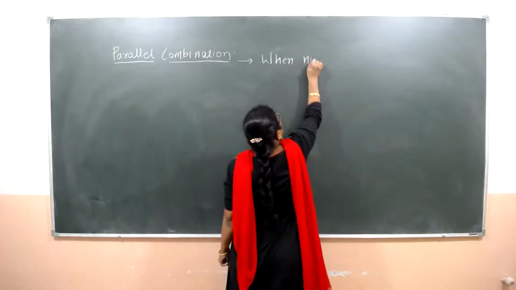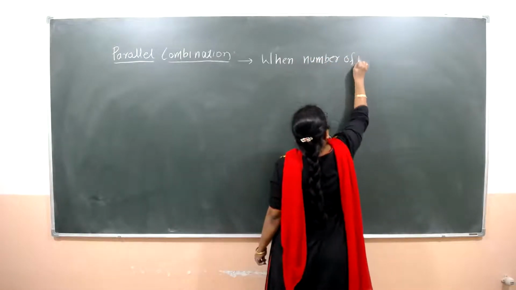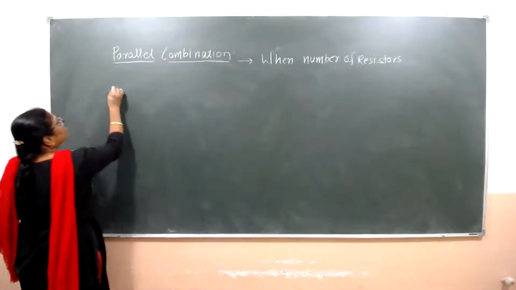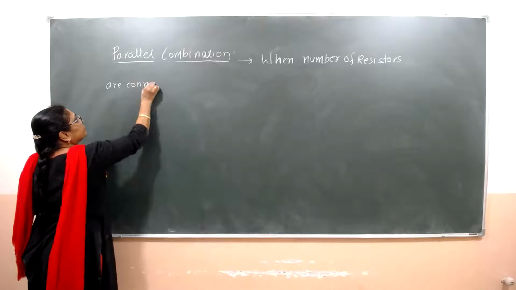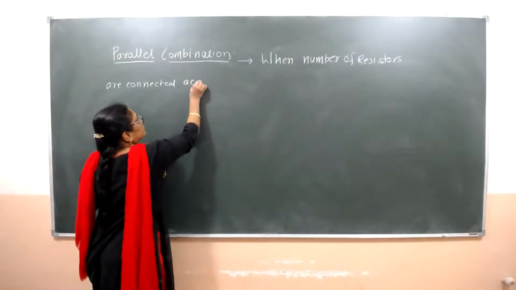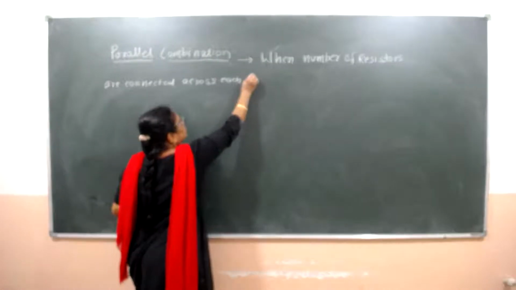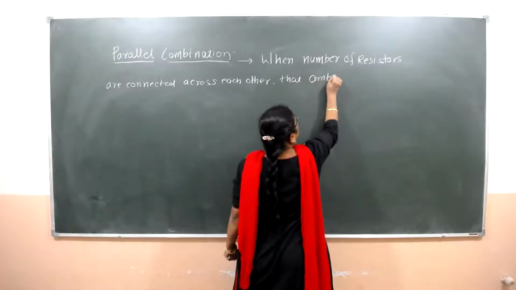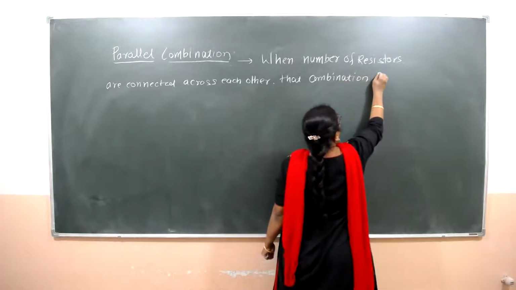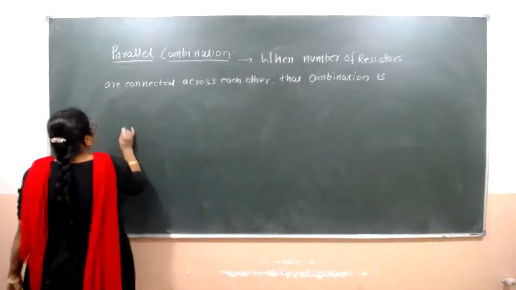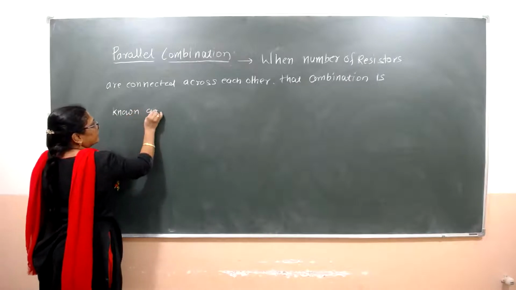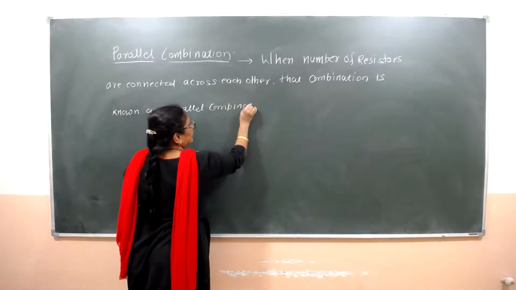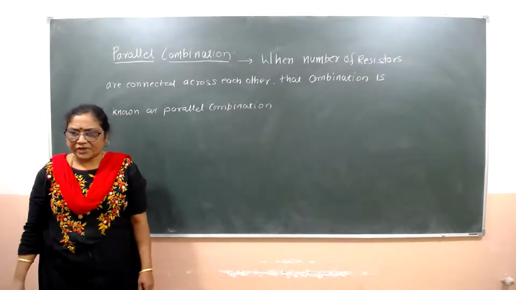So parallel combination is that when the number of resistors are connected across each other, that combination is known as a parallel combination.